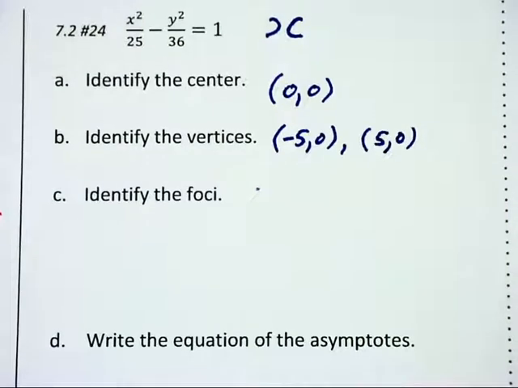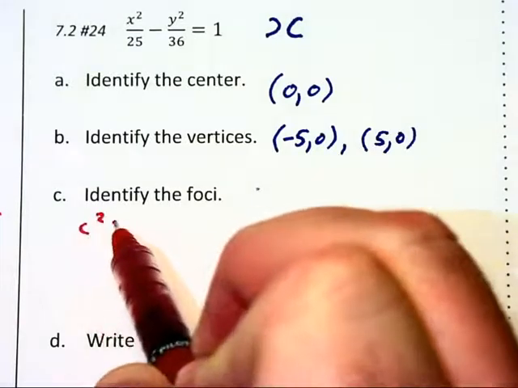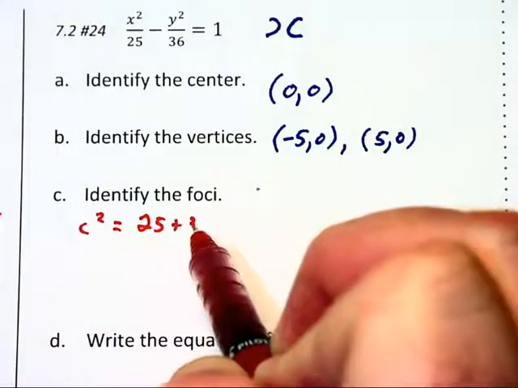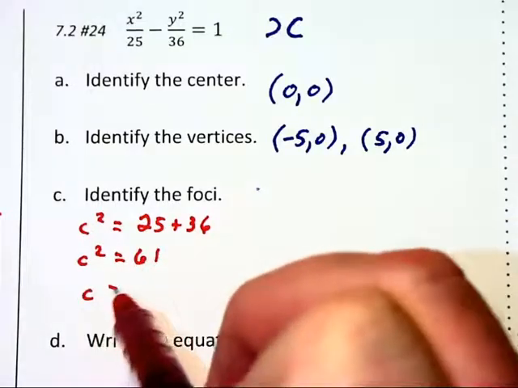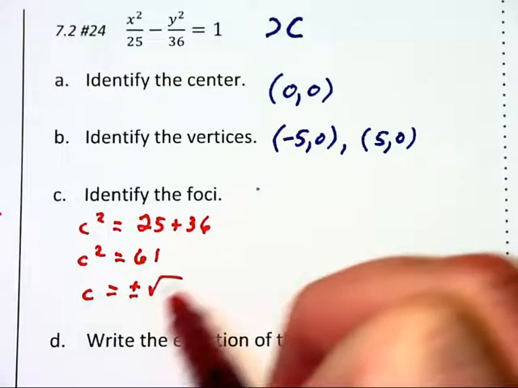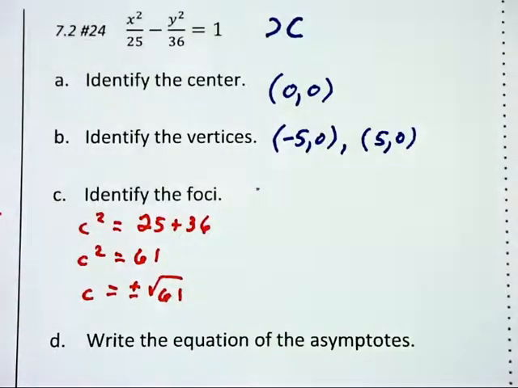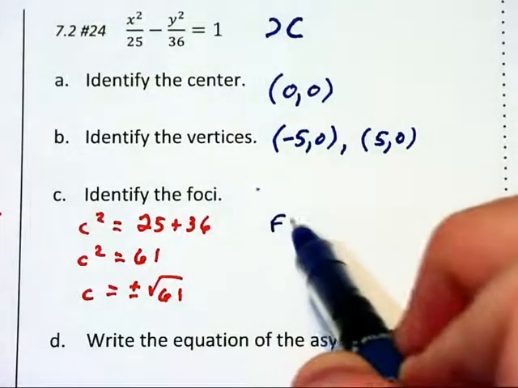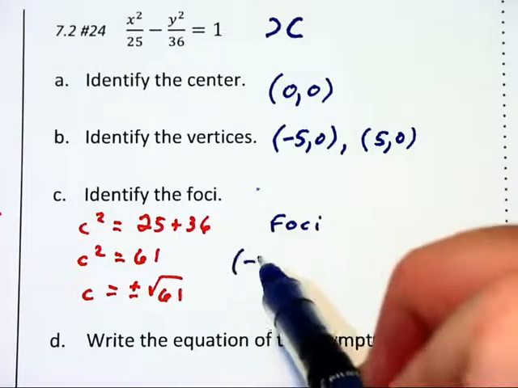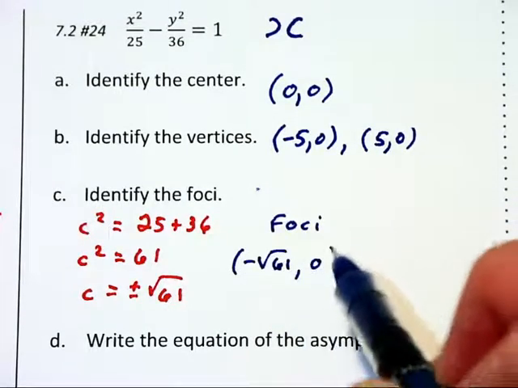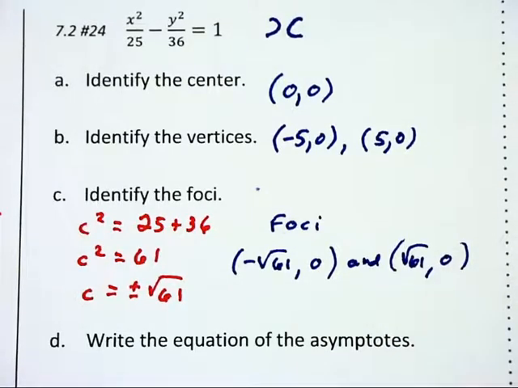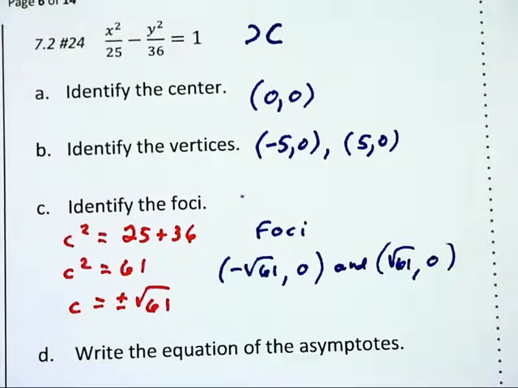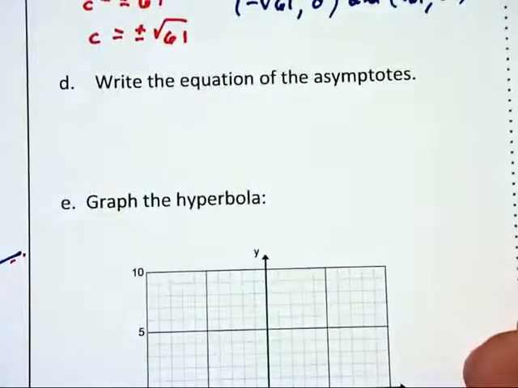To find the foci, I'm going to find the sum of the two denominators. C squared will equal 25 plus 36. C squared then is equal to 61. C, the distance we move left and right, will be the square root of 61. That tells us the foci are going to be located at -√61, 0 and +√61, 0.